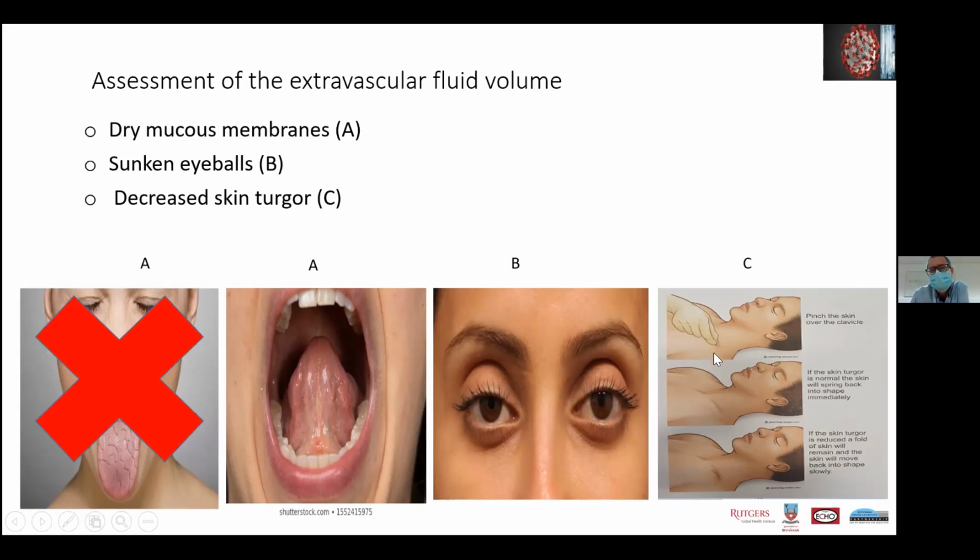If you pinch over the skin at the clavicle and then release, and the skin returns back to normal, there is no skin fold. But if there is a skin fold, it means that the extravascular fluid is contracted.